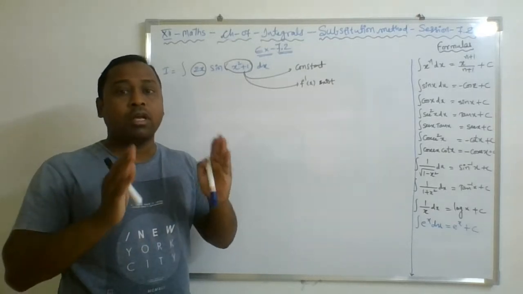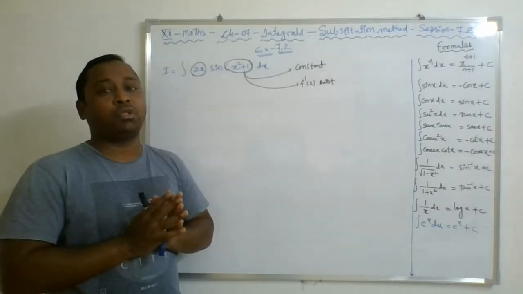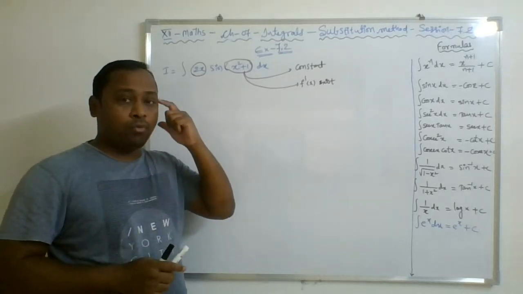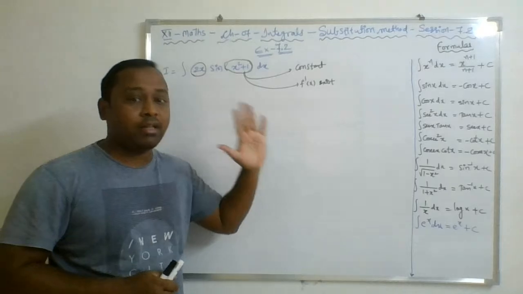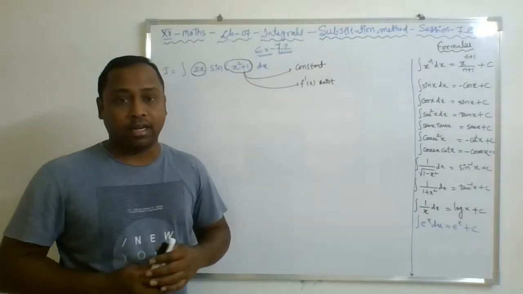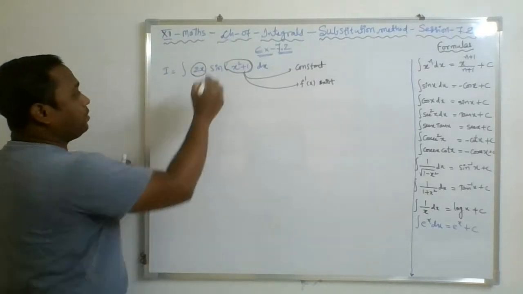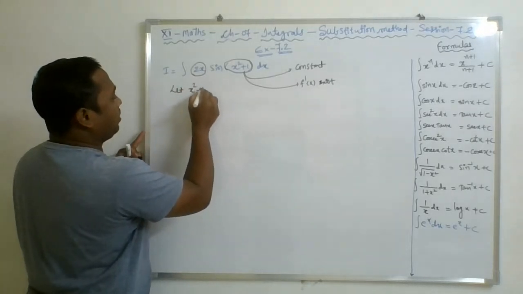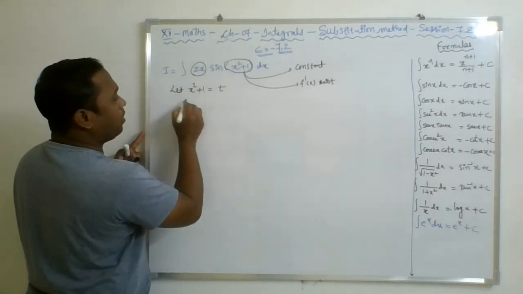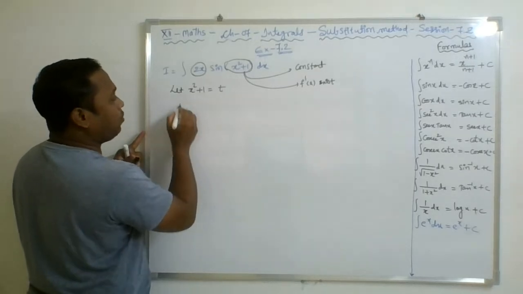So this is what I mean: before you apply the substitution technique, you have to observe the question carefully by inspection and then go for the substitution technique. Fine. So first, let x square plus 1 is equal to t, and take the derivative with respect to x.